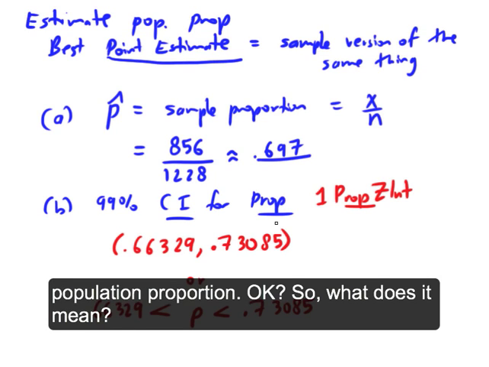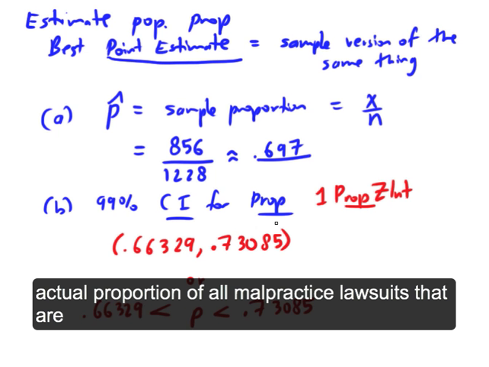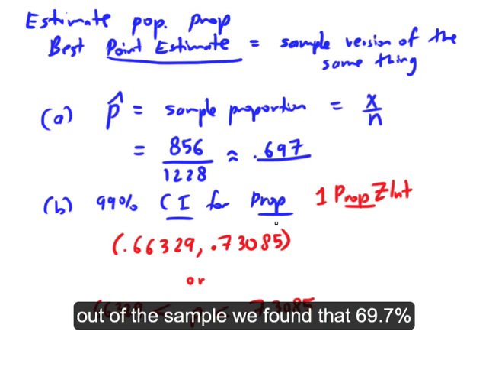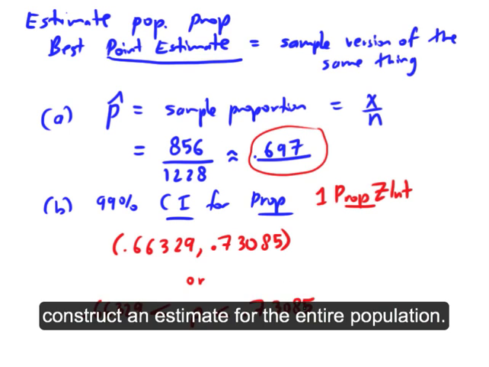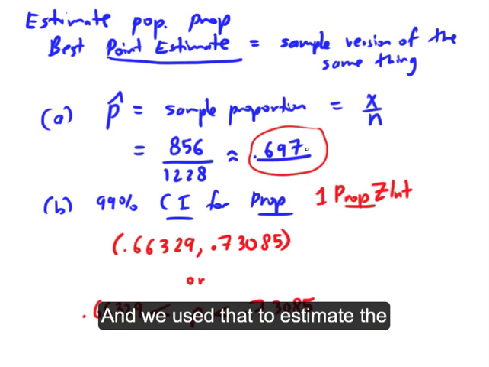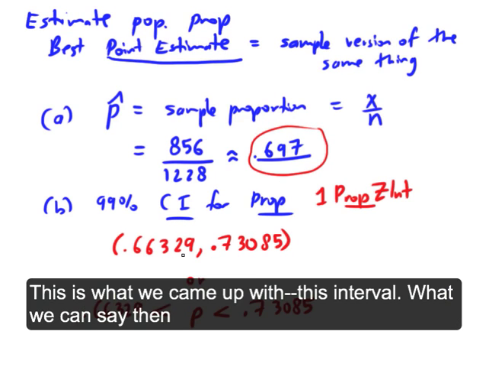Okay, so what does it mean? Well, we're trying to get an estimate for the actual proportion of all malpractice lawsuits that are dropped or dismissed. We took a sample to make an estimate, and out of the sample, we found almost 70%, 69.7%, were dismissed, and we used that to construct an estimate for the actual population. Again, this was from a sample of 1,228, where 69.7% were dismissed or dropped. And then we use that to estimate what percent of all medical malpractice lawsuits would be dropped. And this is what we came up with, this interval.